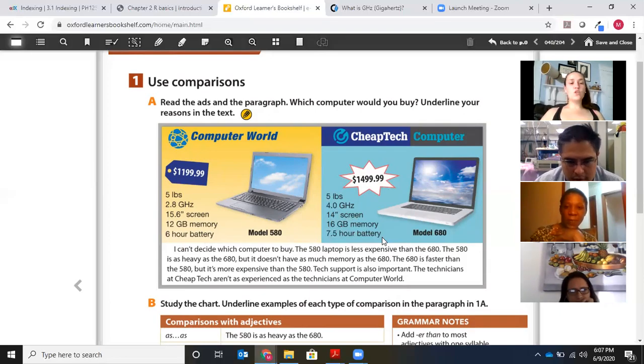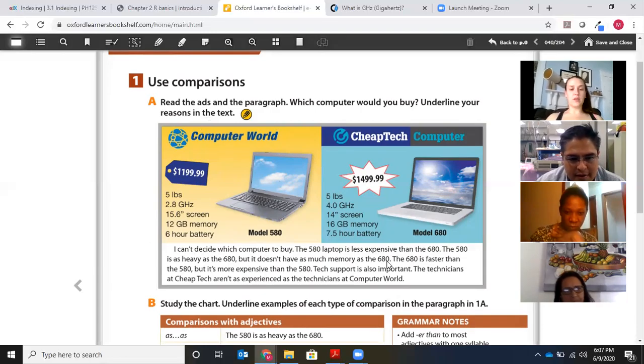Which one is more expensive, though? Cheap Tech, right? Which one has the bigger screen? The Computer World side. Good, the Computer World side. Okay. All right, Ada, would you mind reading this whole paragraph, please?